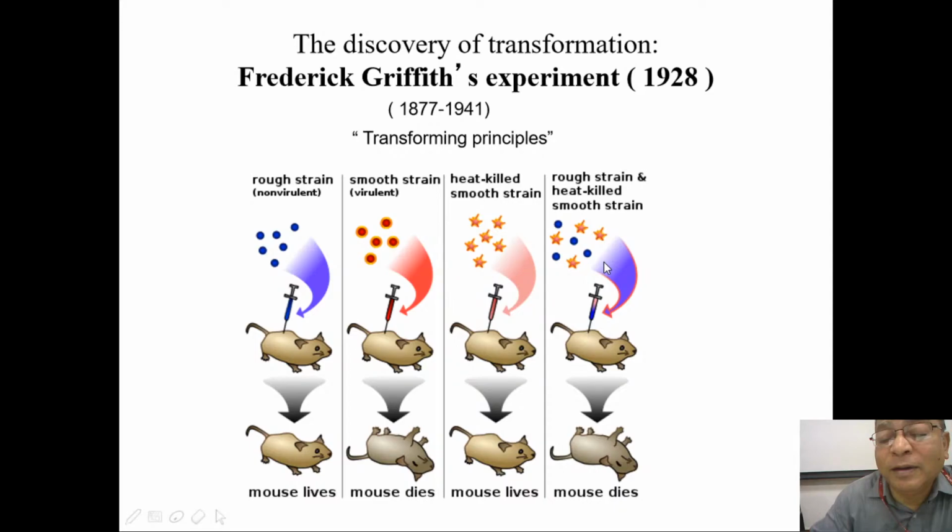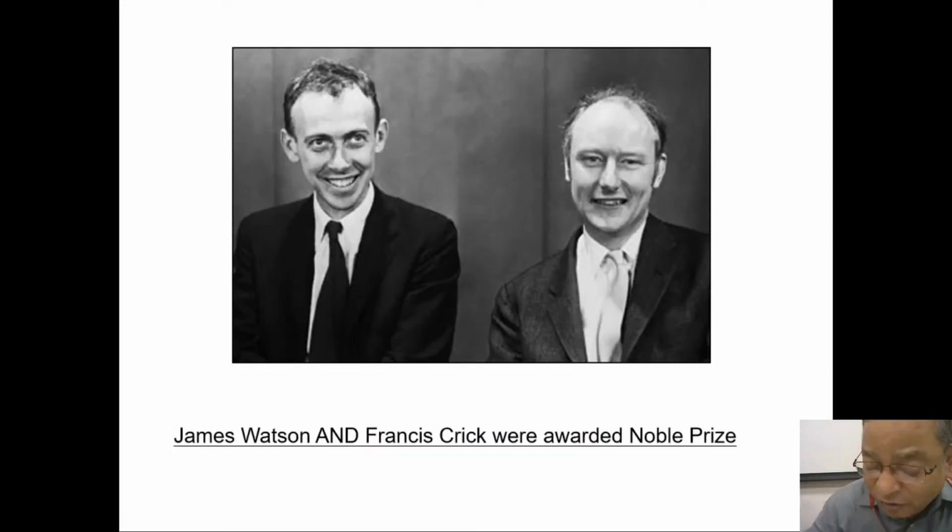So in 1953, James Watson and Francis Crick were awarded the Nobel Prize because they decoded life. And what is the code of life? That is in the form of the DNA.